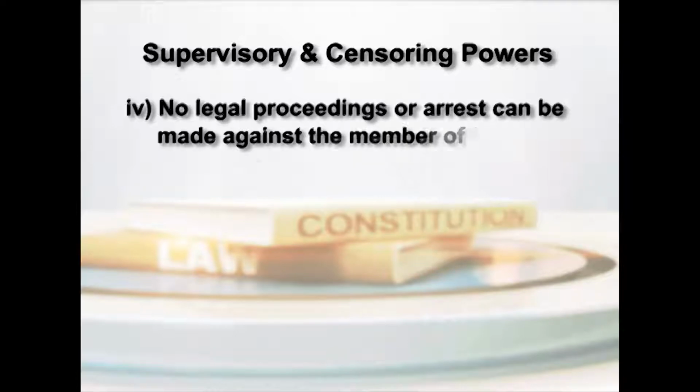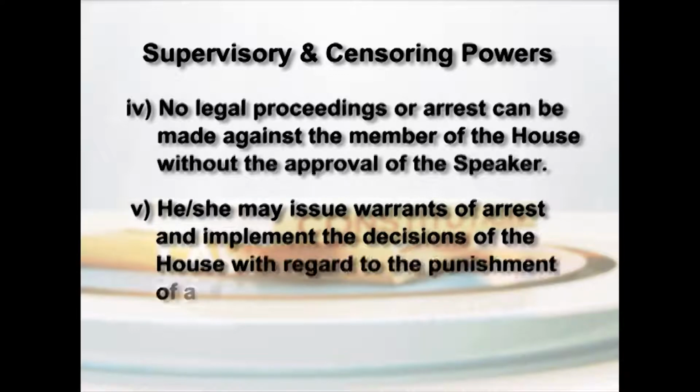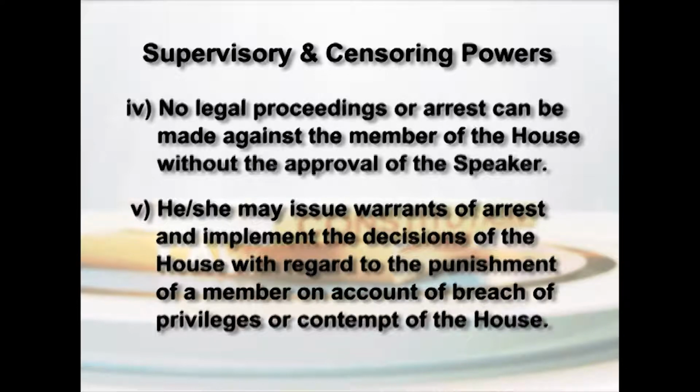No legal proceedings or arrest can be made against a member of the House without the approval of the Speaker. The Speaker may even issue warrants of arrest and implement the decisions of the House with regard to the punishment of a member on account of breach of privileges or contempt of the House.